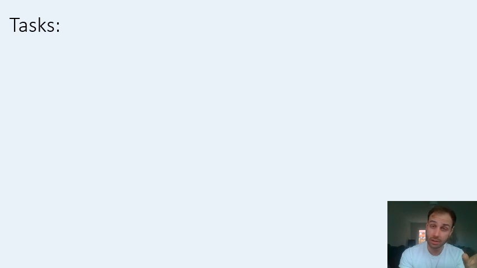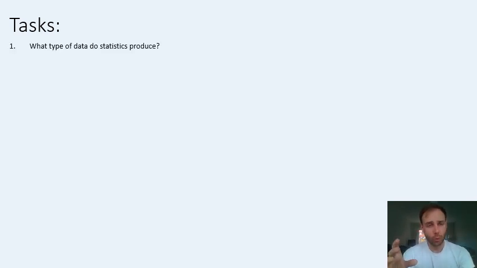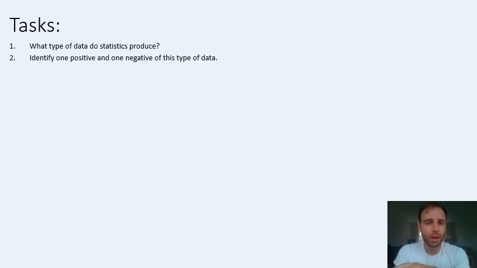If you need to rewind and go back over stuff, you can do that. There's 8 tasks, and they are all relatively short. They're just kind of put into sort of subcategories. So number 1, full sentences, please. What type of data do statistics produce? Identify 1 positive and 1 negative of this type of data.